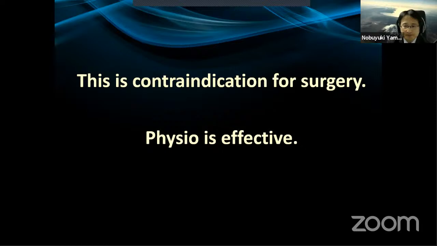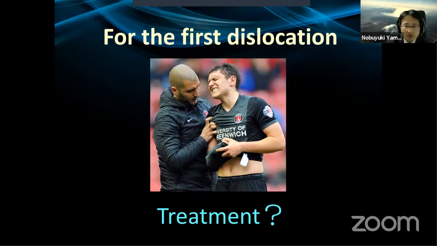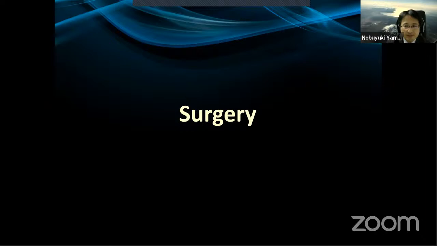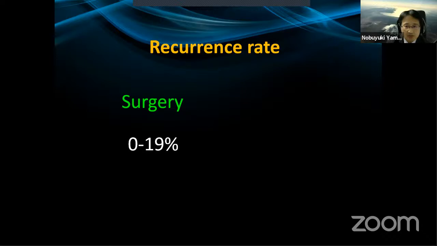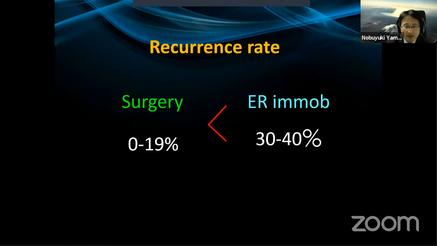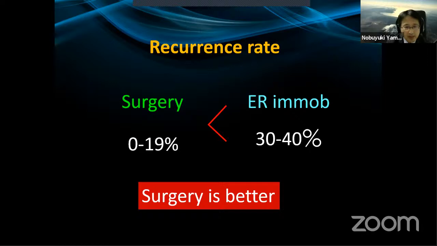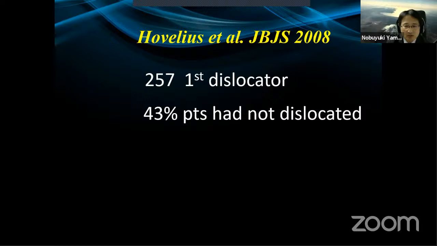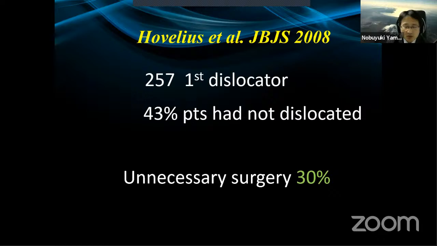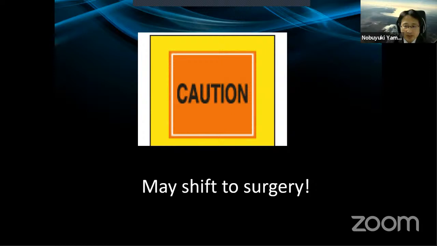For the first dislocation, which treatment do you choose? Regarding surgery, arthroscopic Bankart repair is the gold standard procedure. Recurrence rate after surgery is 0 to 19%, whereas it is 30 to 40% after external rotation immobilization. If we consider only the recurrence rate, we can say surgical treatment is better. There is a report warning about the recent trend by Hovelius. 257 first dislocators were managed with immobilization. 43% of patients had not dislocated again. He reported that surgery would result in a rate of unnecessary operation of 30%. This study warned that the recent trend is shifting too much to surgery.